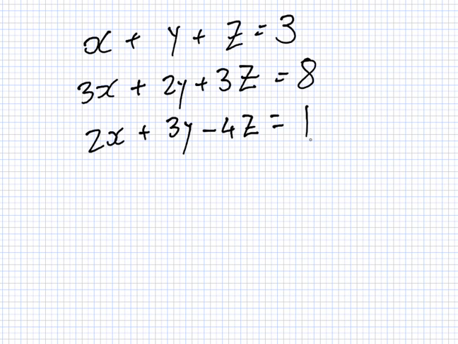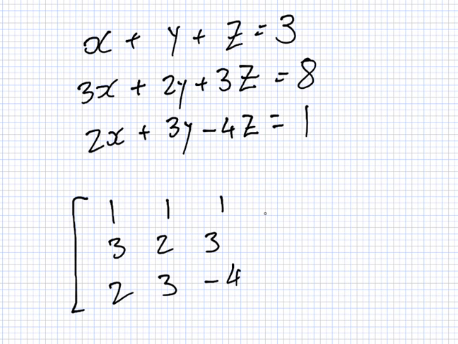Now the reason I'm giving so much time to this method is because everybody has seen the other methods before. This is new, and I think you'll benefit from seeing 2 examples of it. Okay, you ready to try this? So first we make our block. 1, 1, 1, 3, 2, 3, 2, 3, minus 4, 3, 8, 1.